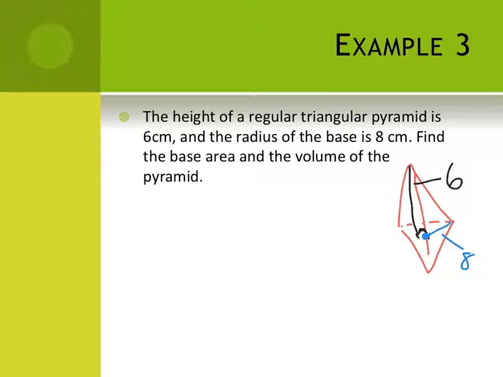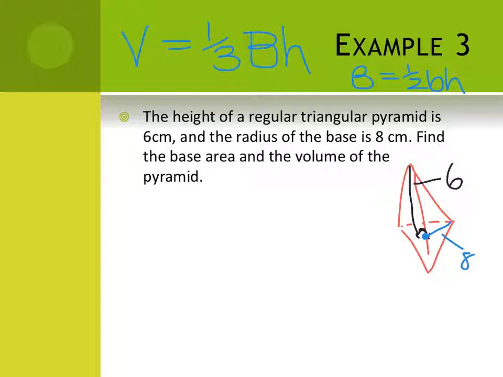Still doing the same formula, 1/3 capital B times H. In this problem, my capital B is a triangle again, so it's going to be 1/2 the base times the height. And notice the difference between the uppercase B and the lowercase b. Uppercase B means area of the whole bottom, and lowercase b is just the base length.